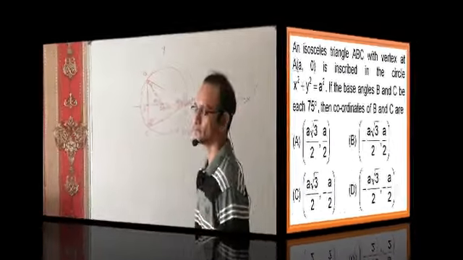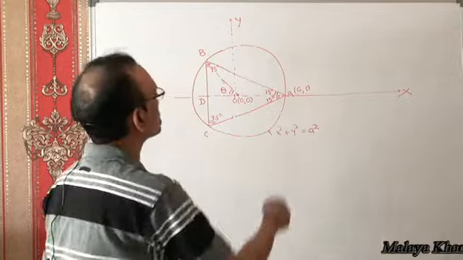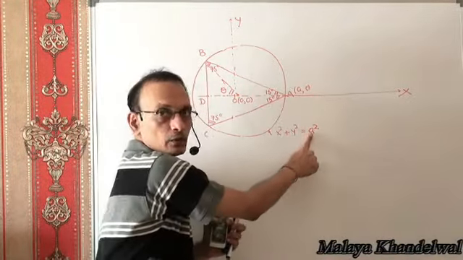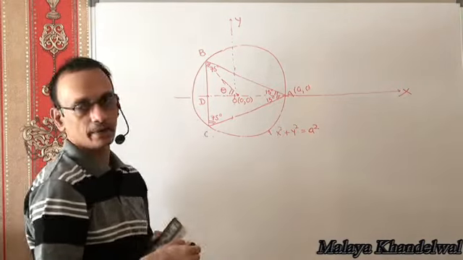In this problem, we have a circle x squared plus y squared equal to a squared, which is very clearly a circle with center (0, 0) and radius a.